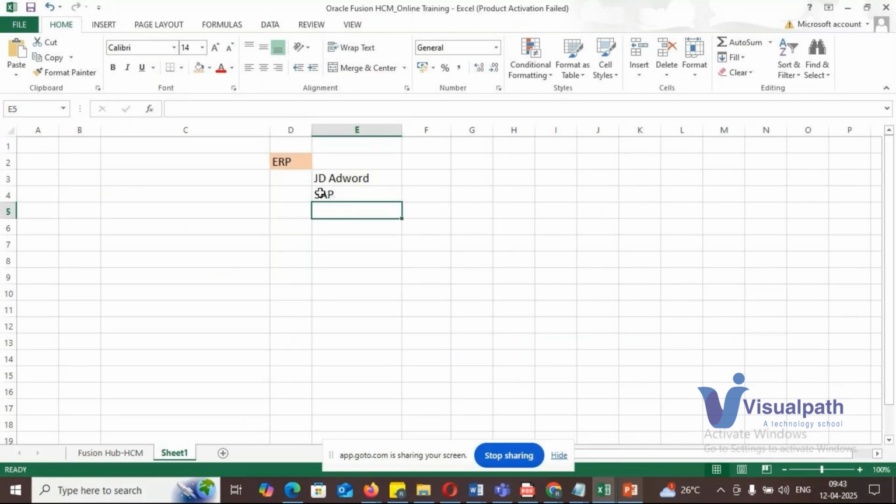But these are actually two other ERPs in the market, though there's not too much demand for them. If I talk about the industry level, like Tata Group or Reliance Group.